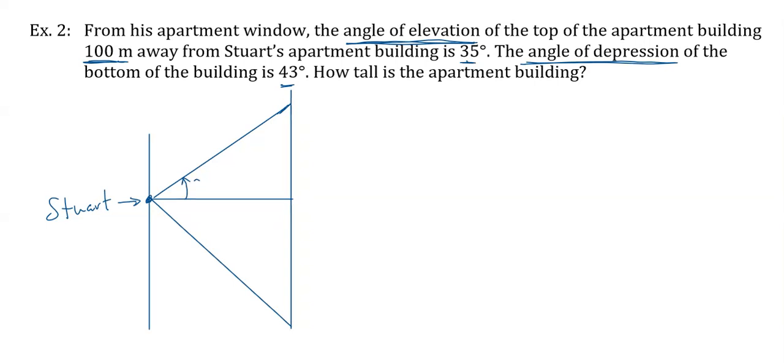And what does depress mean? Like down. So you're pressing a button down or something like that. So the angle of depression always starts, this, people have a hard time with this one. You're going to see this in the next example. Always starts from the horizontal and goes down. And that one is 43. And then the distance between them is 100. And now I have my diagram.